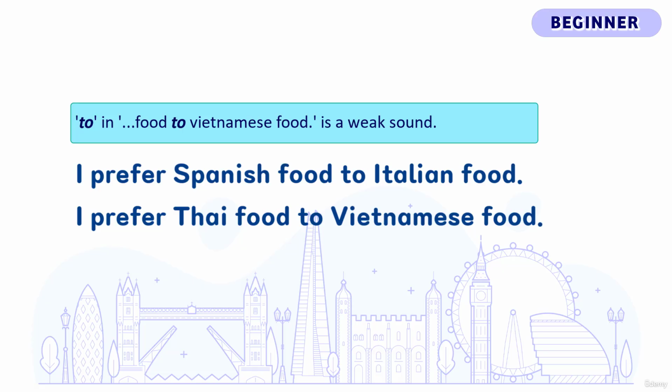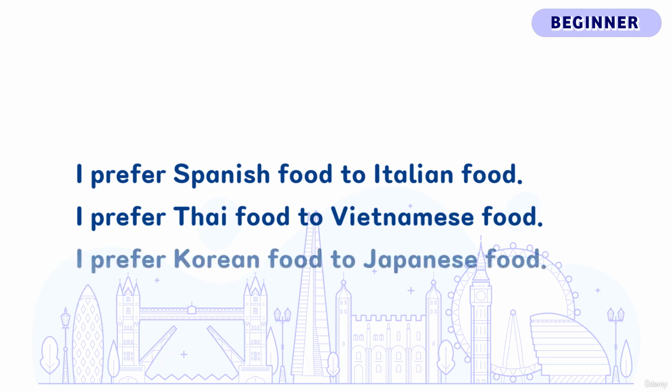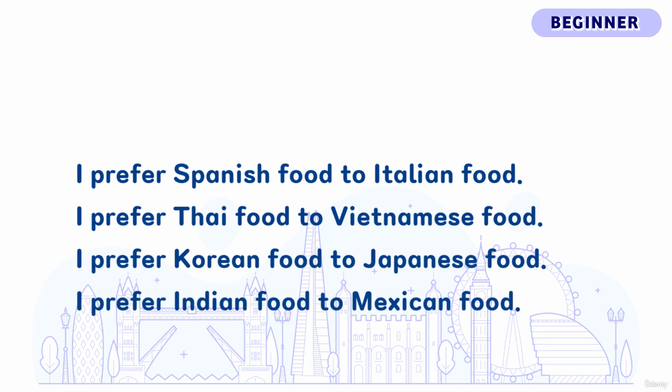So listen carefully to the next two examples and think about how to is a weak sound and it's not pronounced strongly. I prefer Korean food to Japanese food. I prefer Indian food to Mexican food. So in the first sentence, the speaker likes Thai food more than Vietnamese food. In the second sentence, the speaker likes Korean food more than Japanese food. And in the last sentence, the speaker likes Indian food more than Mexican food.